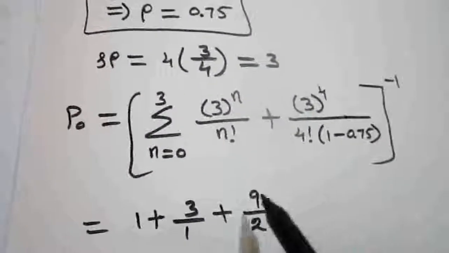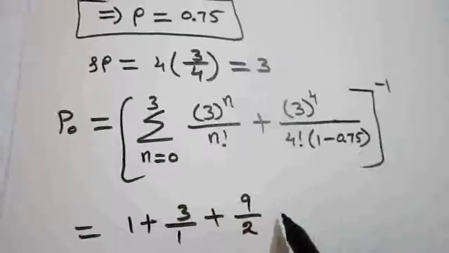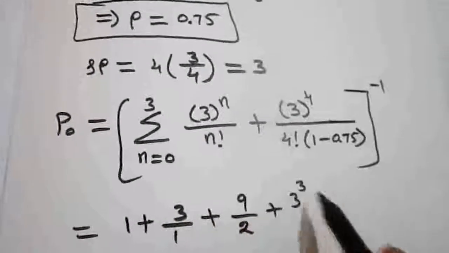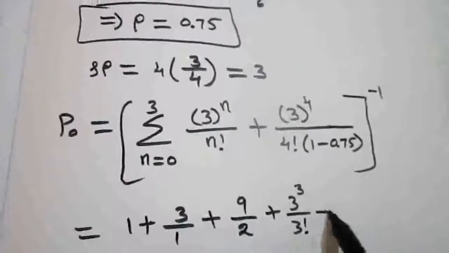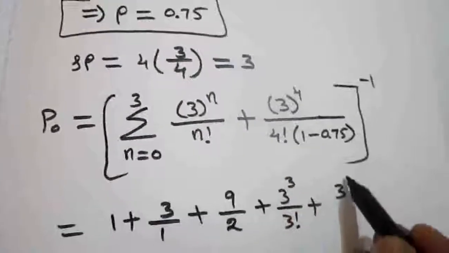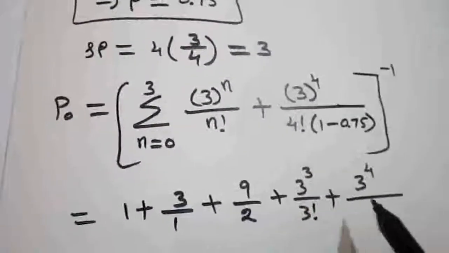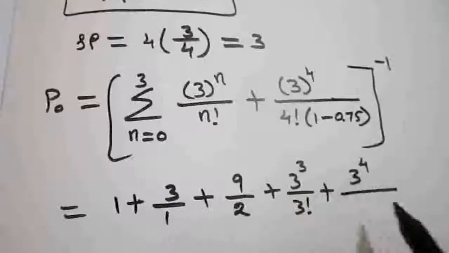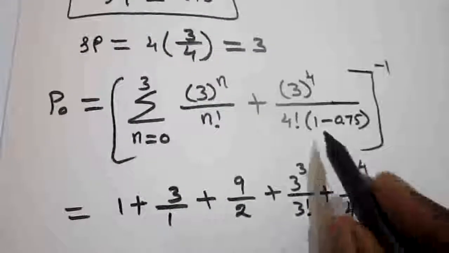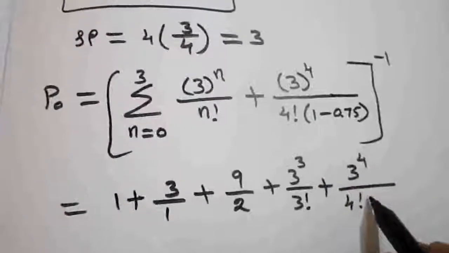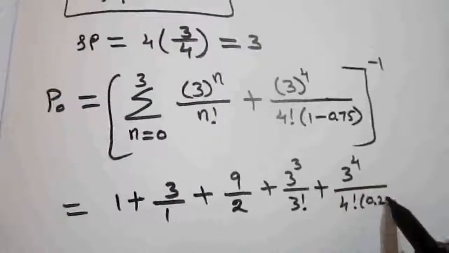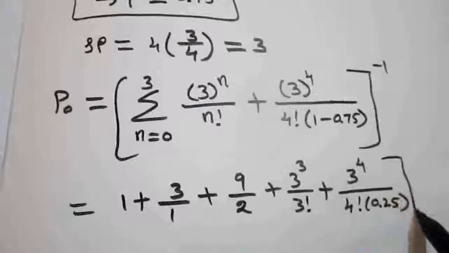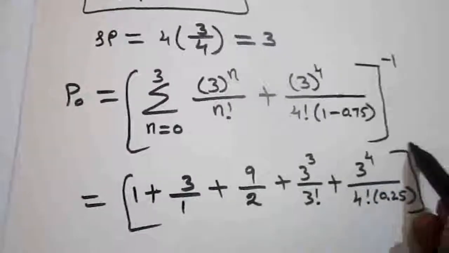And put n equal to 3. 3 power 3 plus 3 power 3 by 3 factorial. And last here 3 power 4 by 4 factorial into this. So this is 4 factorial into 1 minus 0.75, which is 0.25. So this is whole power minus 1.